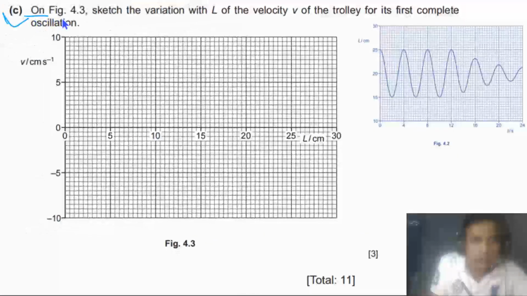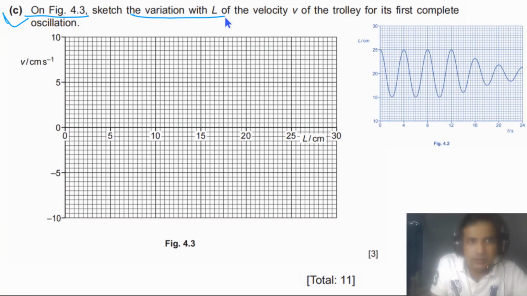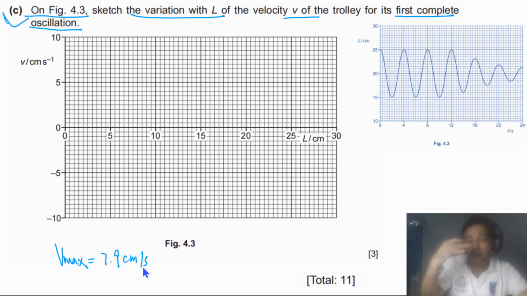Part C says: on figure 4.3, sketch the variation with L of the velocity v of the trolley for its first complete oscillation. Before we answer this question, one thing we need to understand is that Vmax of the trolley is given as 7.9 centimeters per second. This was calculated in the previous part, because in today's class our main goal is the graph, so we haven't done that part. But Vmax is given to us, equal to 7.9 centimeters per second.